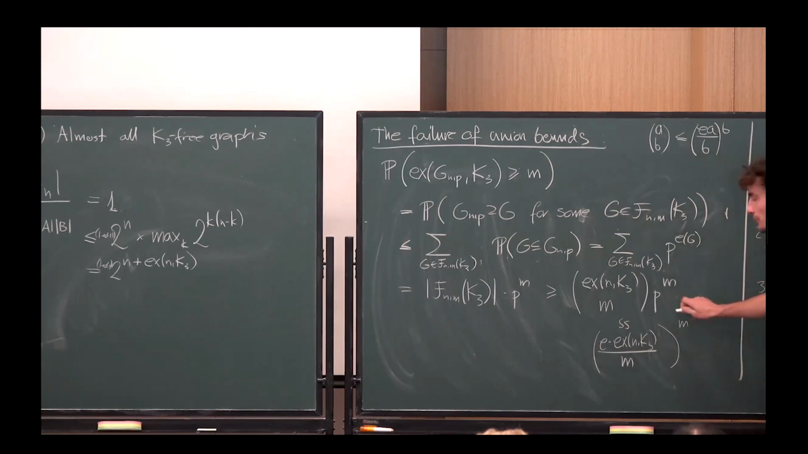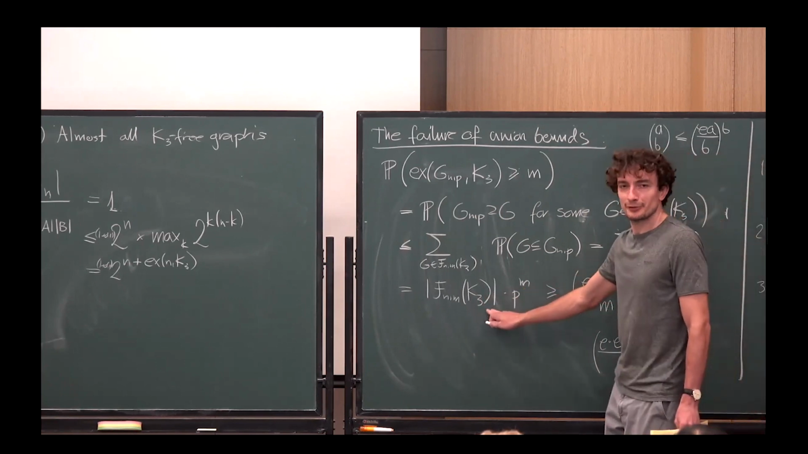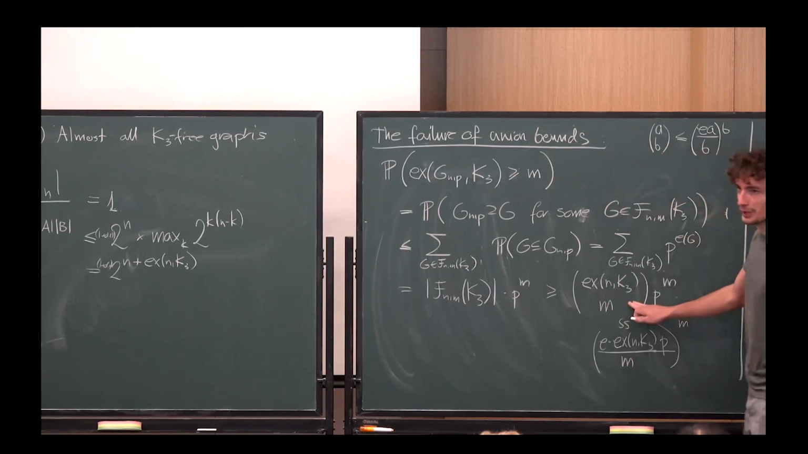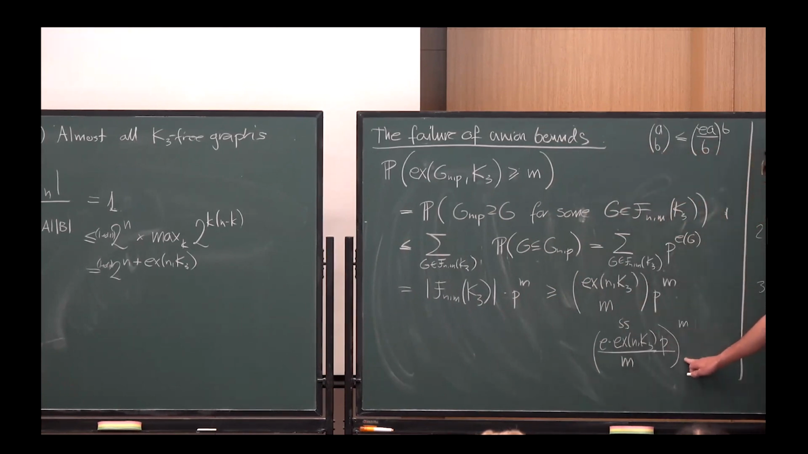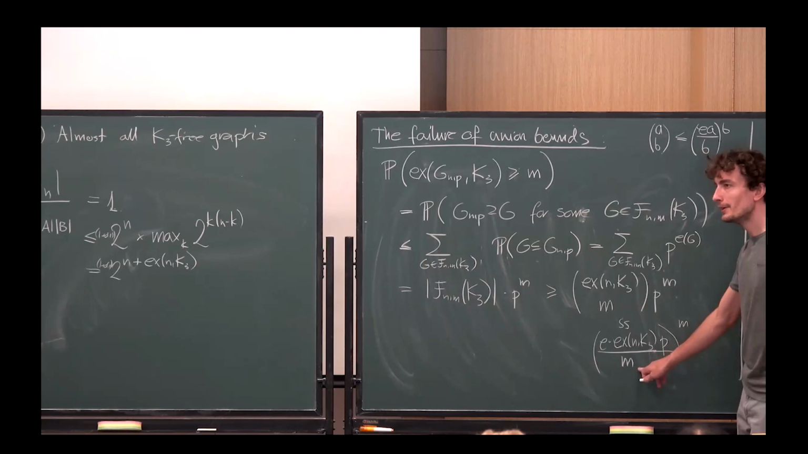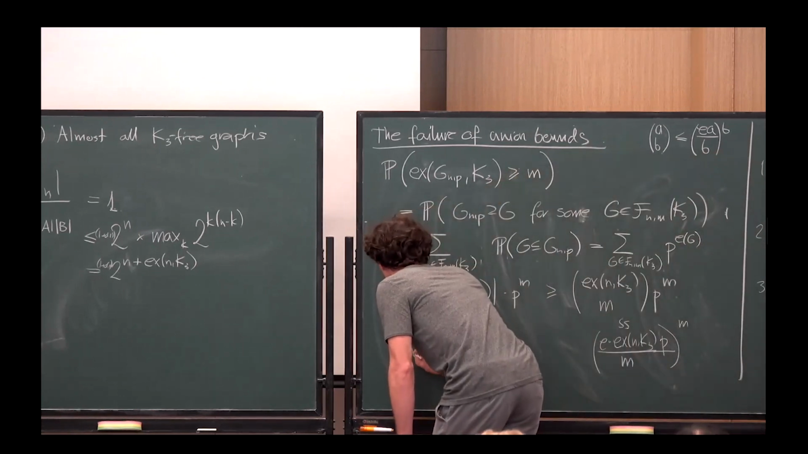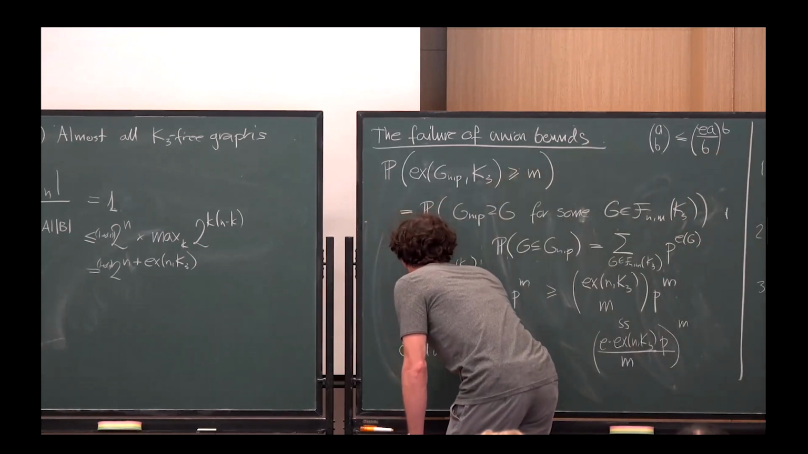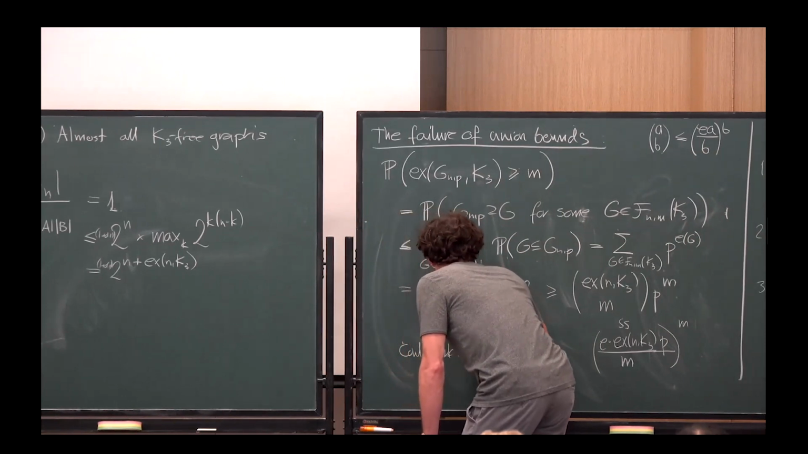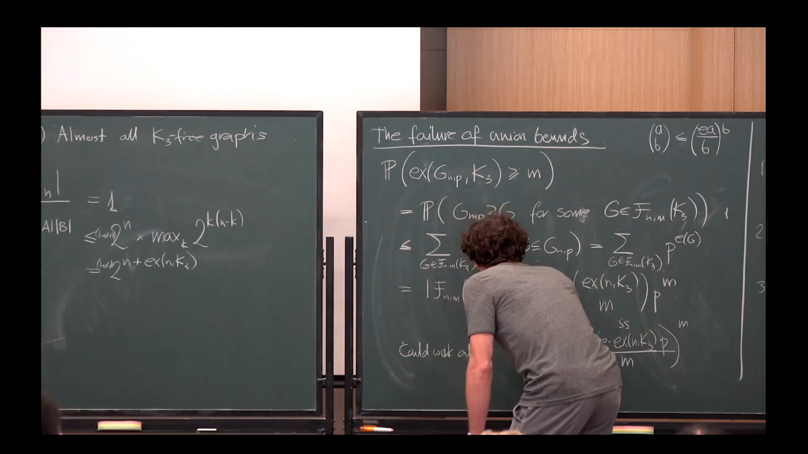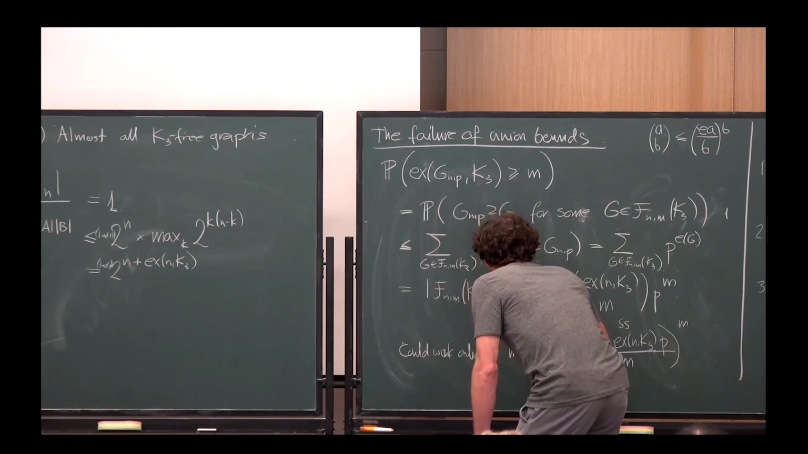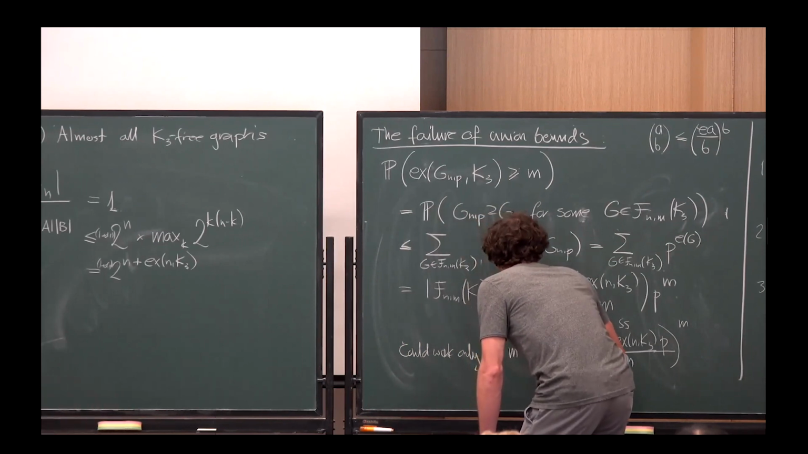And we also have the p to the m. So I can stick it at p. Of course, this has to tend to 0. But when does this tend to 0? We need m to be at least e times the extremal number times p. So this would work only if m is at least e times the extremal number times p.